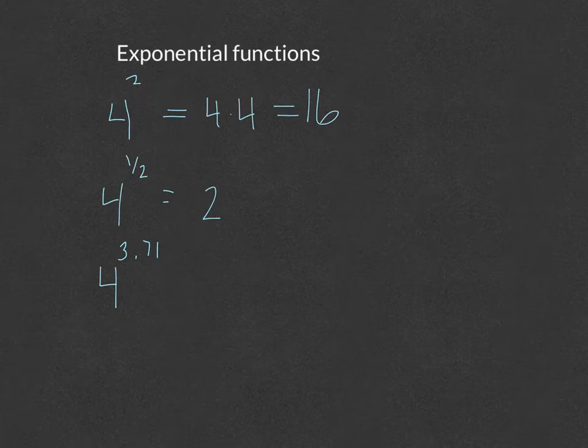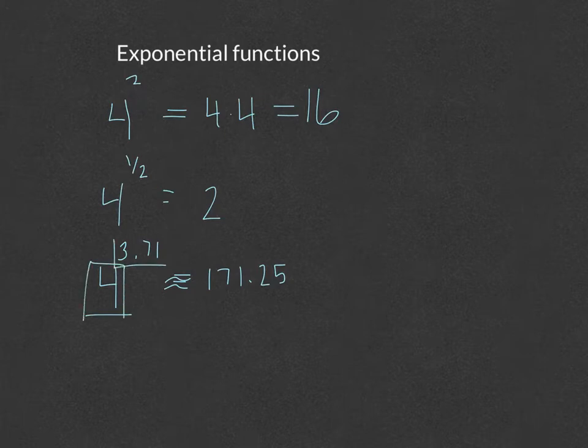So on my calculator, I calculated 4 to the 3.71 out, and I get 171.25. Now this isn't an exact equals, it's an estimate because I rounded it. So we'll do an estimation. All right, these numbers down here are called the base, and then you have up here the exponent. So now that we know what an exponent is, let's take a look at exponential functions.